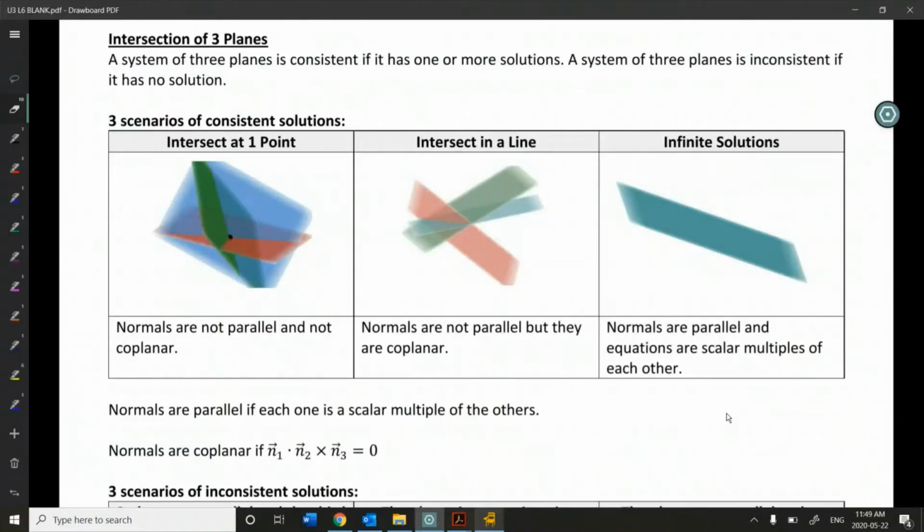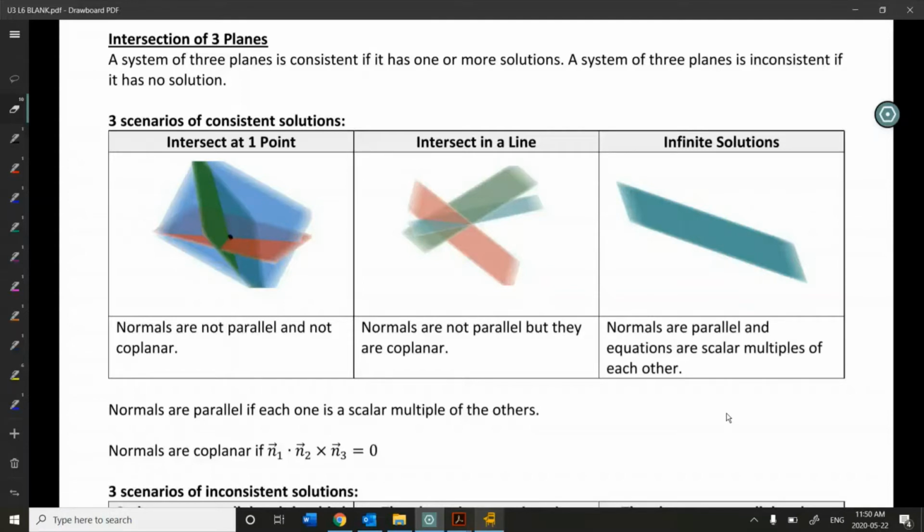So moving on to intersections of three planes. Three planes can have a variety of different types of solutions, more than two planes can have. So we call systems of planes consistent if there's one or more solutions.